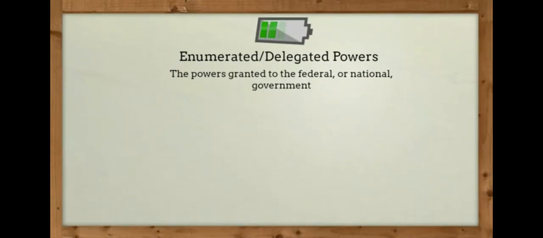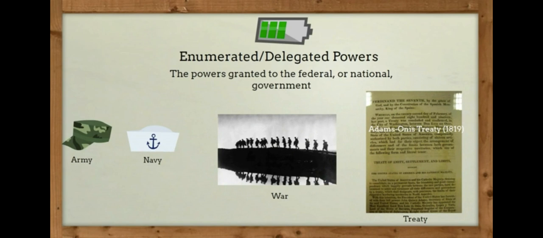So enumerated or delegated powers are the powers granted to the federal or national government. Let's take a look at some examples of these. For example, the U.S. government can raise and support an army or a navy. It can declare war, and it can make treaties, all granted under the U.S. Constitution.